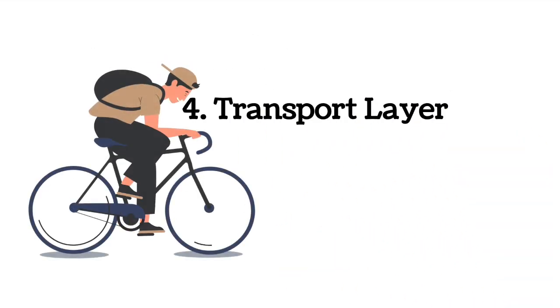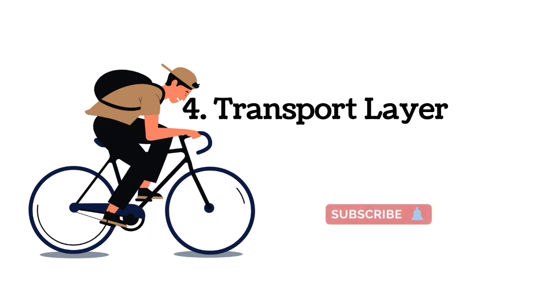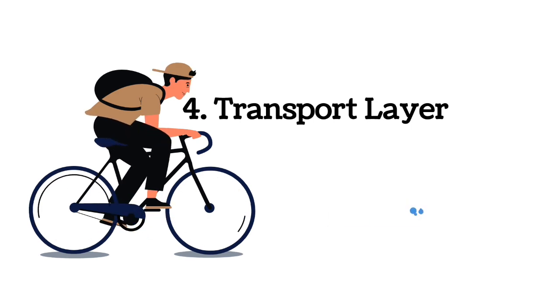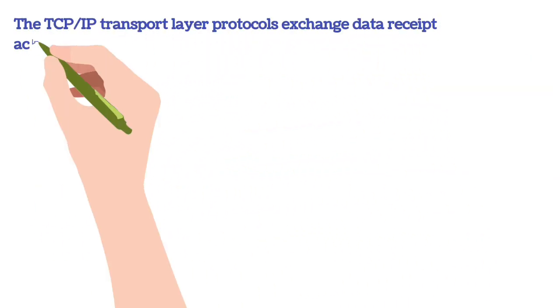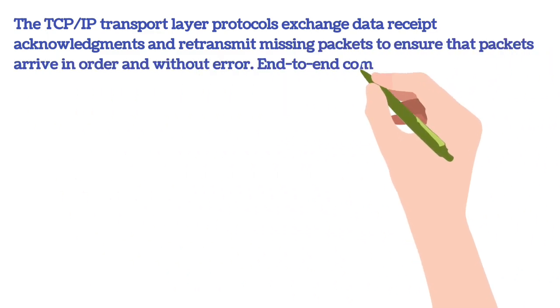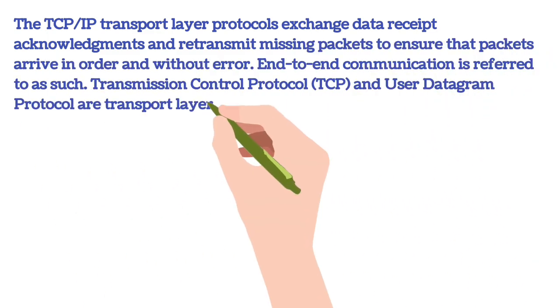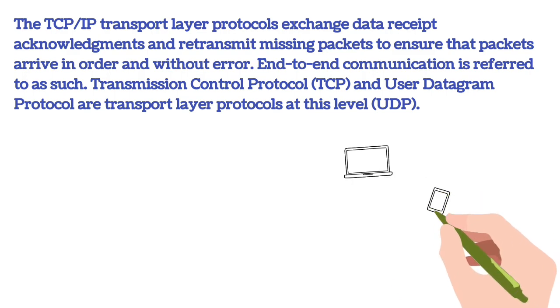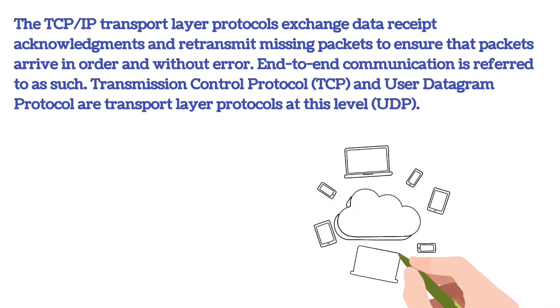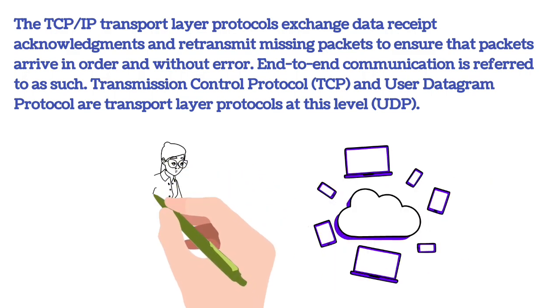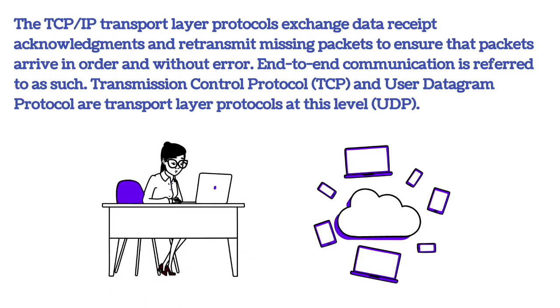4. Transport layer. The TCP/IP transport layer protocols exchange data receipt acknowledgements and retransmit missing packets to ensure that packets arrive in order and without error. This is referred to as end-to-end communication. Transmission Control Protocol (TCP) and User Datagram Protocol (UDP) are the transport layer protocols at this level.